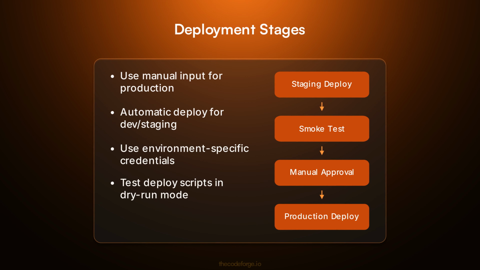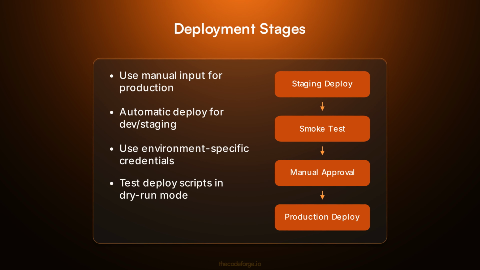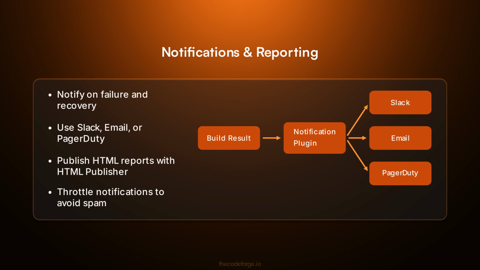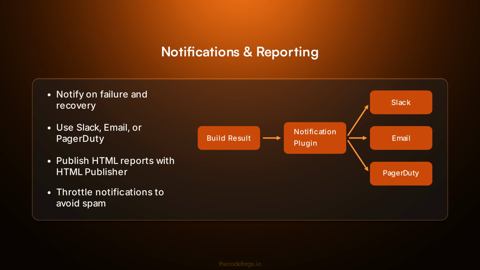Deployment stages should be manual for production using the input step. For dev and staging, automate. Use environment-specific credentials and test deployment scripts thoroughly. Use notifications to alert teams on build failures. Common channels include Slack, email, and PagerDuty.